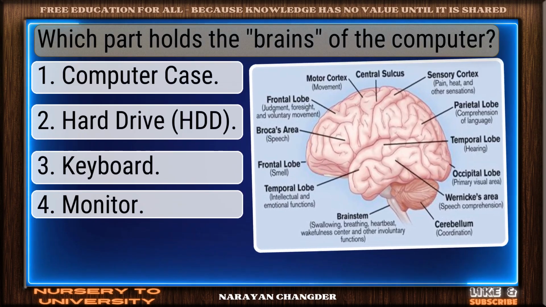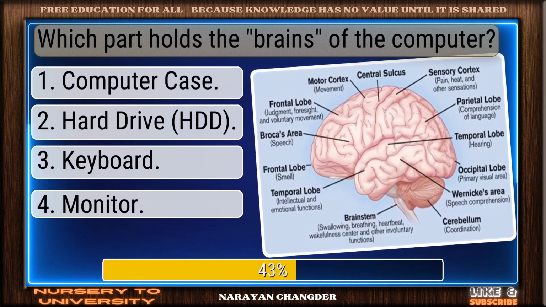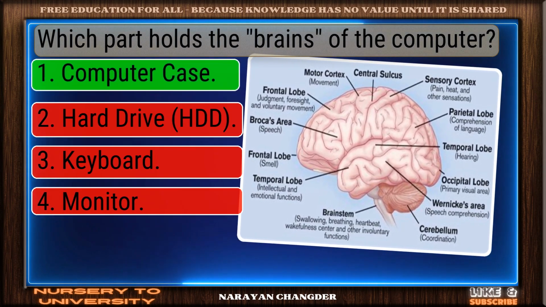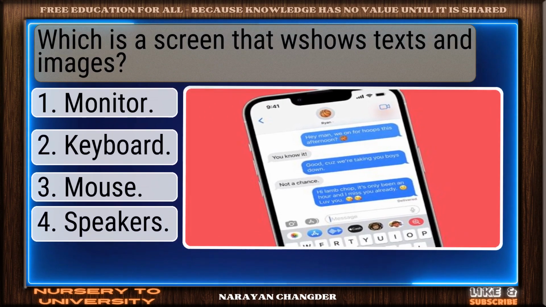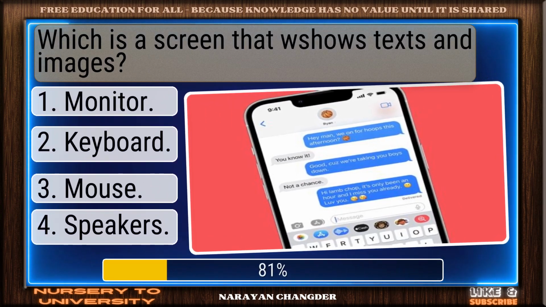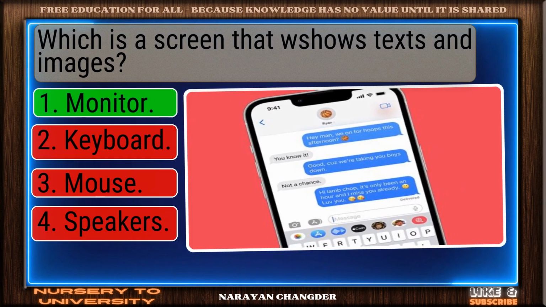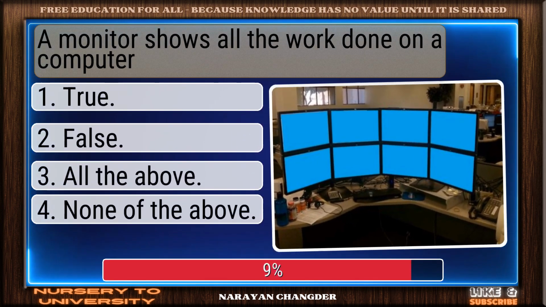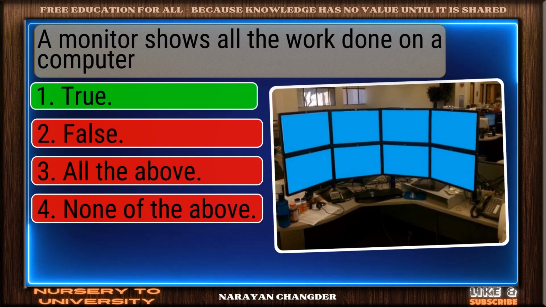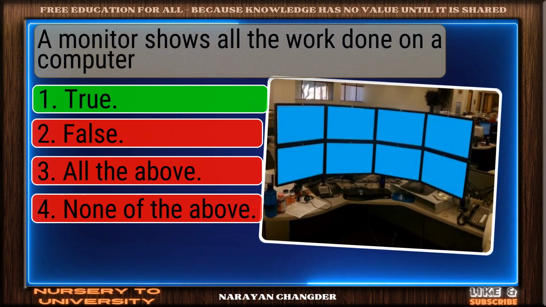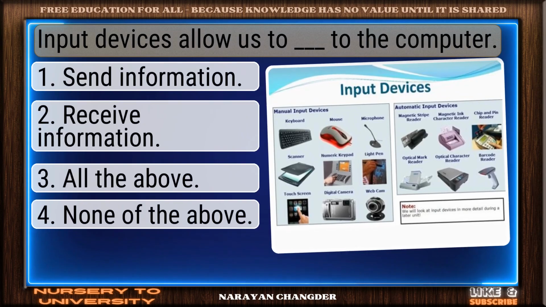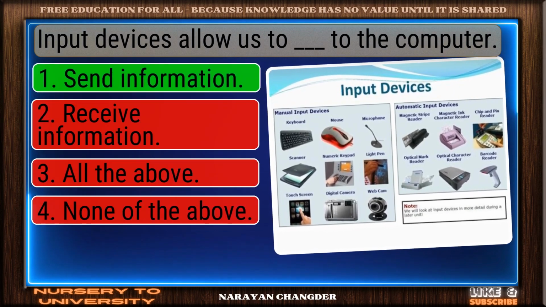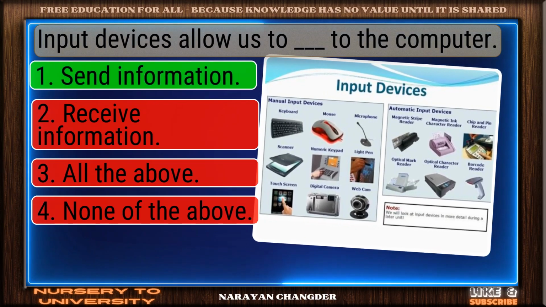Which part holds the brains of the computer? Clear logic. Your choice computer case is sound. Which is a screen that shows texts and images? Right choice. Monitor is the best answer. A monitor shows all the work done on a computer. Great thinking. True is the right choice. Input devices allow us to dash to the computer. Bravo. Send information is the answer.